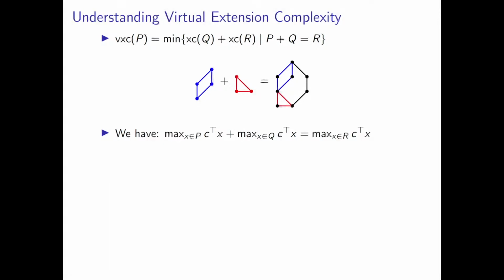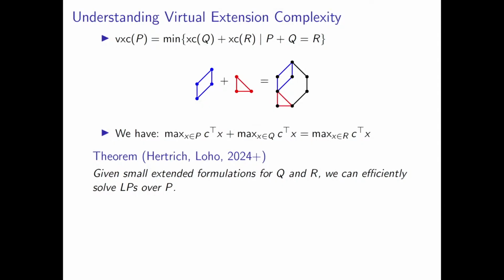So what does this tell us? It tells us that in order to solve the linear program over P, it's sufficient to solve the linear programs over Q and R, because I can just subtract the objective values. So if we have compact formulations for Q and R, we can efficiently solve a linear program over P. So in a way, this virtual extension complexity captures the power of differences of two linear programs. Earlier I said extension complexity captures the power of one linear program; virtual extension complexity captures the power of differences of two linear programs.